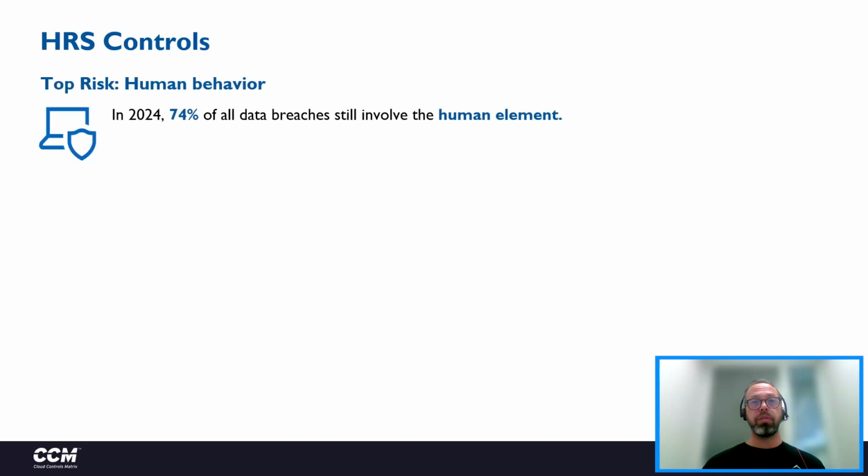First of all, let's consider the top risk. This year, still up to 74% of all security breaches and information leaks involve a human element. So that's really where we need to focus. We need to ensure that all employees, contractors, supply personnel, etc., understand their roles and responsibilities in securing data. And for that, we've developed 13 controls in the CCM to provide complete personnel risk coverage.